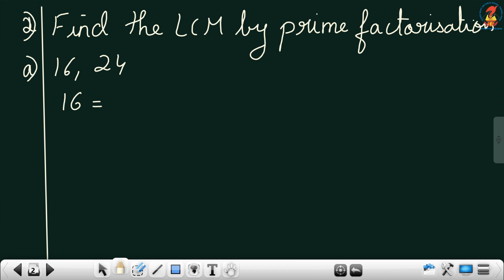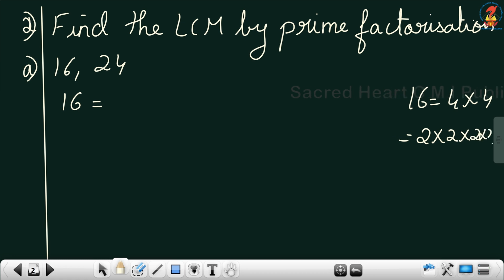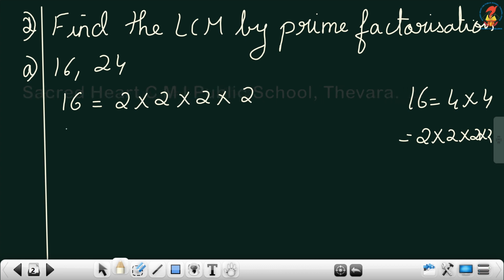Do you remember? Okay, 16, we know we write it as 4 into 4 is 16. 4 can be written as 2 into 2. Again 4 can be written as 2 into 2. So 16's prime factorization is 2 into 2 into 2 into 2. Okay? Then coming to 24.